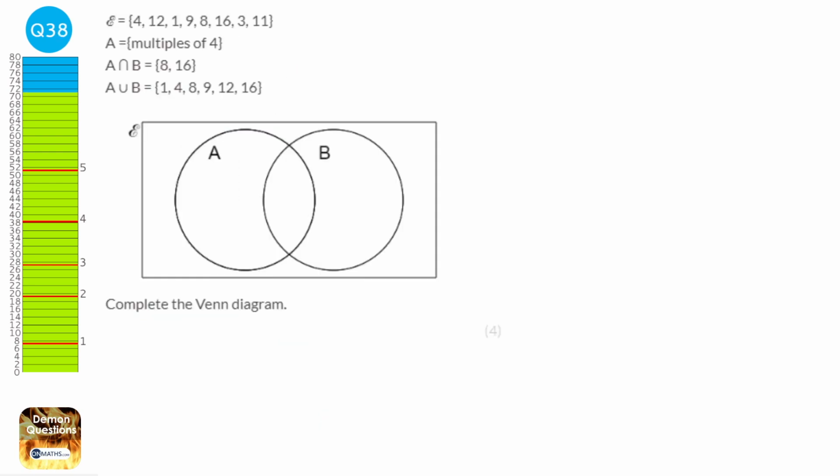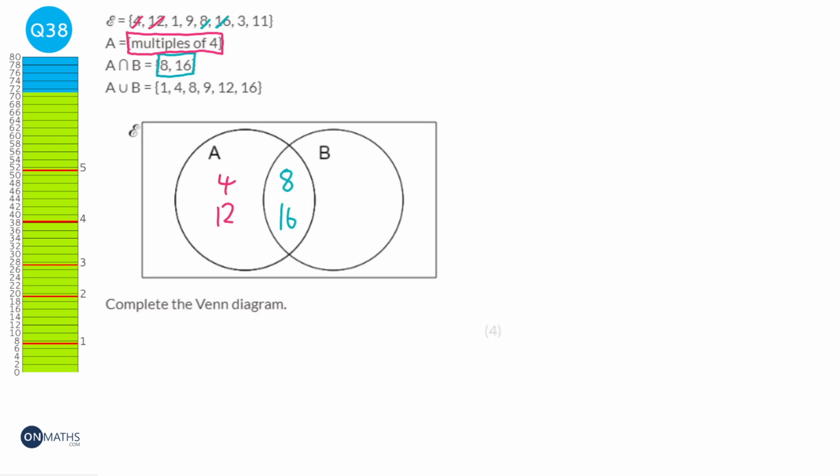We're going to start by focusing on the A and B, which is 8 and 16. So in the middle is going to be 8 and 16. The next thing we're going to focus on is the fact that A is all the multiples of 4. Now 8 and 16 have both already been taken because they're in the middle. So the remaining multiples of 4 are the 4 there and the 12 there.